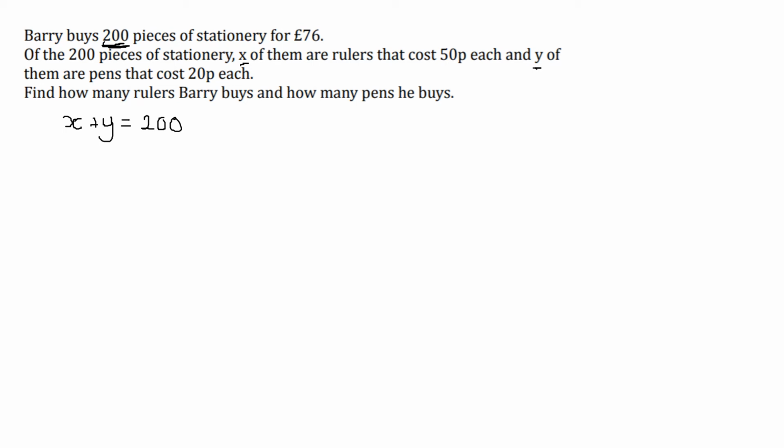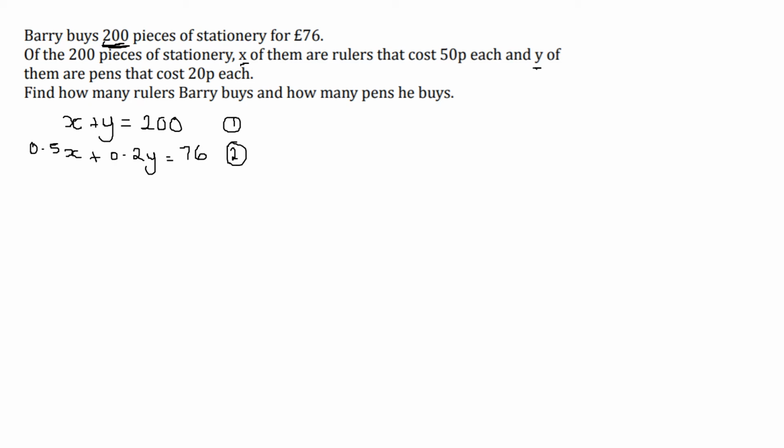We also know the cost of each item and what that number of items would cost altogether. We need to be careful here because we're given costs in pence and a total cost in pounds. So let's convert our pence into pounds. So let's say that 0.5x plus 0.2y will give us £76. And let's call that number 1 and that number 2.